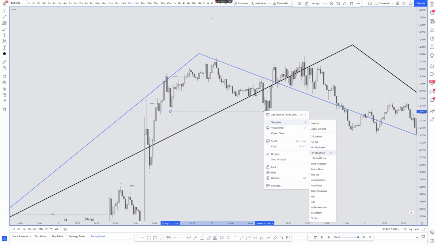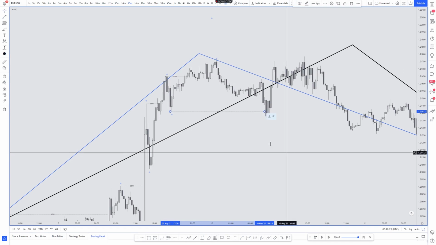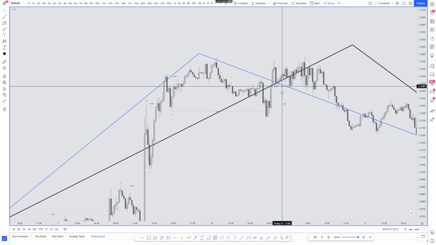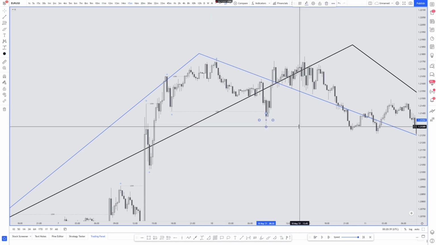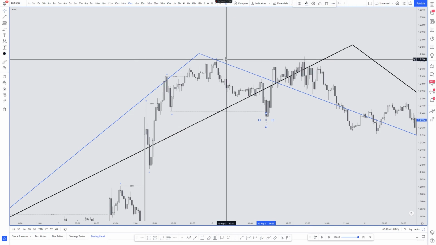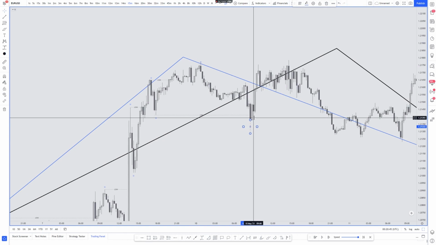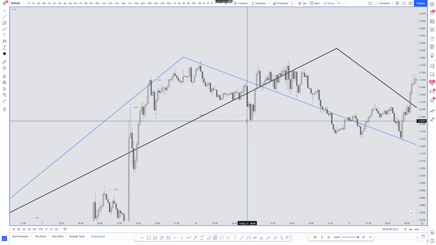I try to keep structure mediocrely stable, meaning I don't want too many structure points, but I also don't want not enough. And that's where the 10-15 pip rule on the 15-minute can be quite flexible, and you can kind of use it to help you out in any way you see.